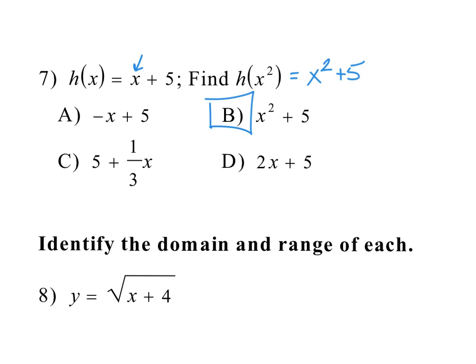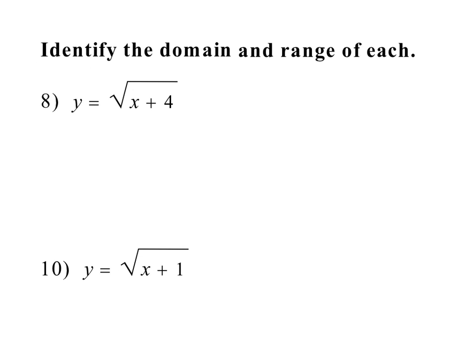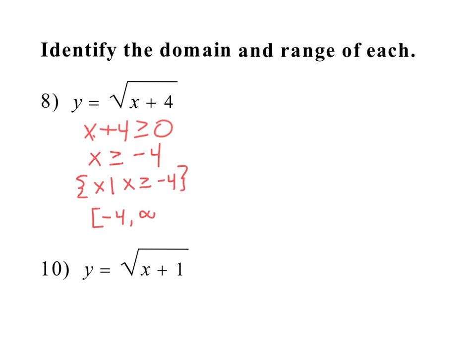Number 8 down here, the domain and the range of these radical functions. So if you remember, to find the domain of a radical function, we set the radicand greater than or equal to 0 because whatever is under the radical has to be 0 or positive. So we end up with x is greater than negative 4. You can write that a few different ways. There's set builder notation. This is all x's such that x is greater than or equal to negative 4. Or you can use interval notation, which goes like that. Now this is the domain.